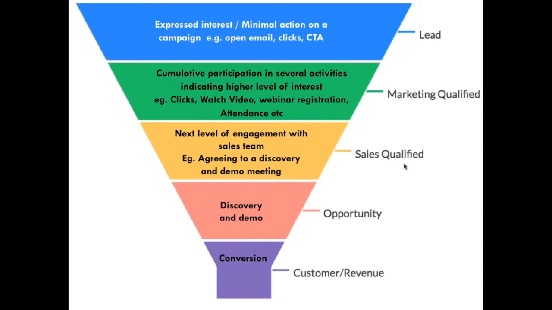So a lead is, as I said before, somebody who expressed interest and did some minimal action. They opened an email, they clicked on one of your calls to action or whatnot, right? But the cumulative participation in all these activities over a period of time indicates a higher level of interest. So they may have done a bunch of things. They may have opened several emails, clicked on some CTAs, watched a video, registered for a webinar, attended a webinar, a whole bunch of other stuff. So you know there is definitely interest here, and it's a marketing qualifier, right?